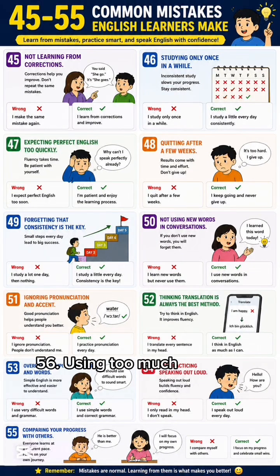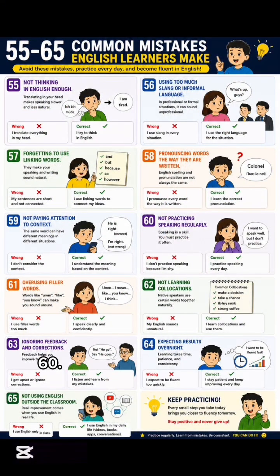56. Using too much slang or informal language. 57. Forgetting to use linking words. 58. Pronouncing words the way they are written. 59. Not paying attention to context. 60. Not practicing speaking regularly.